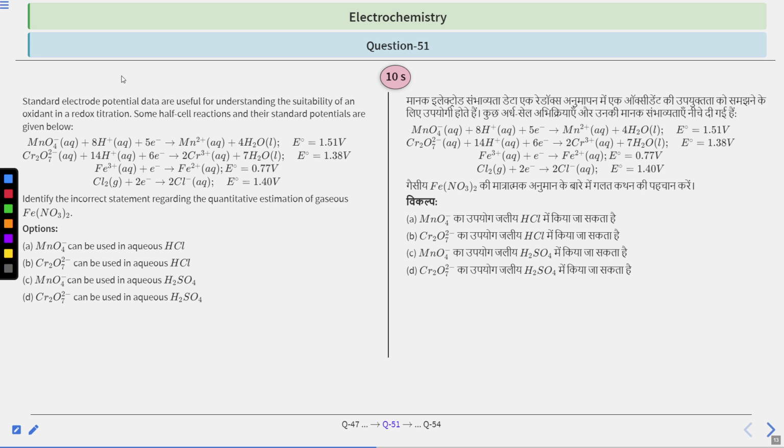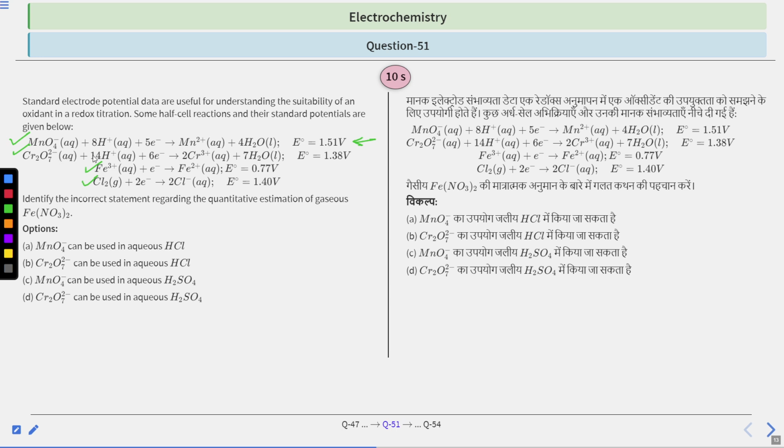Standard electrode potential data are useful for understanding the suitability of an oxidant in a redox titration. Some half cell reactions and their standard potentials are given below. You can see some half cell reactions are given. MnO4⁻ + 8H⁺ + 5e⁻ giving Mn²⁺ + 4H2O. E° is given for this.